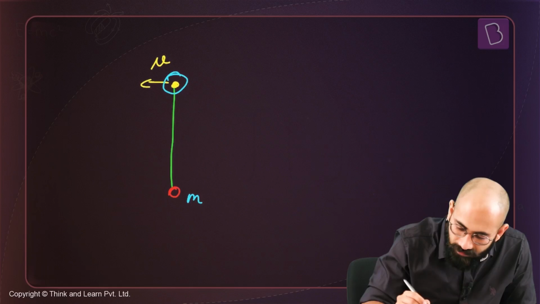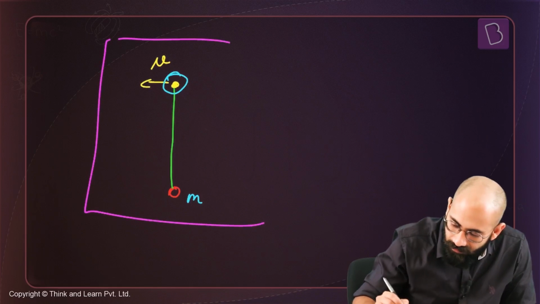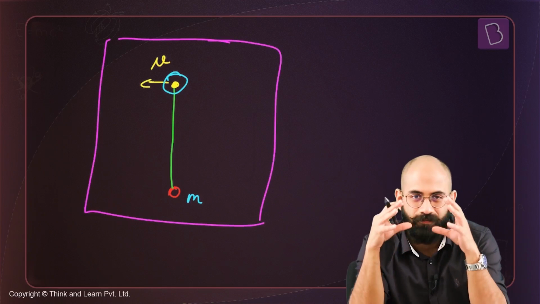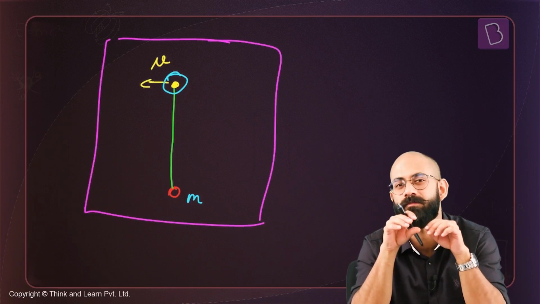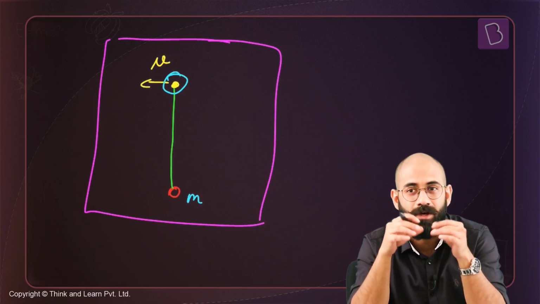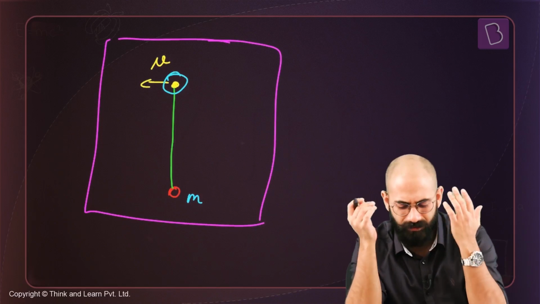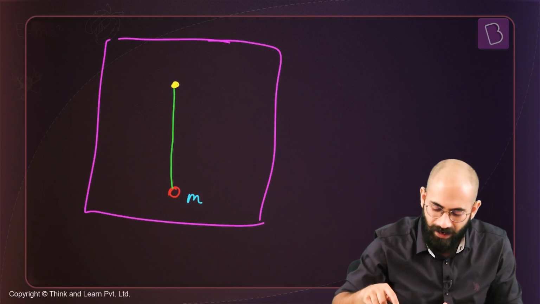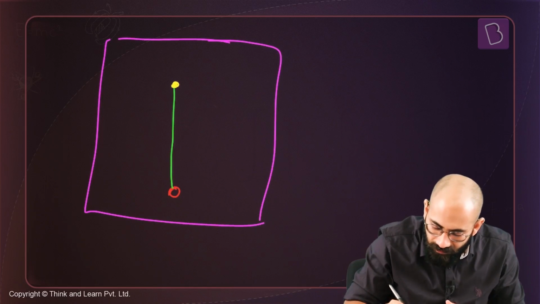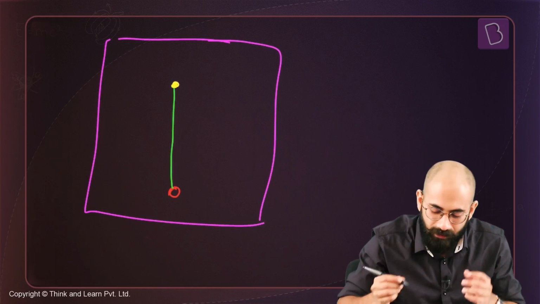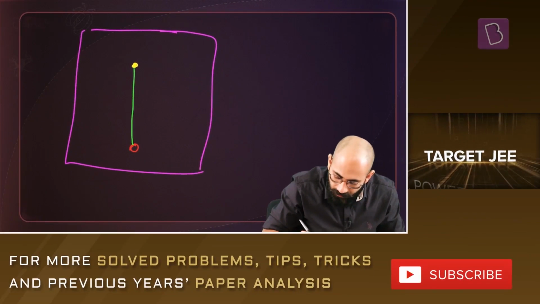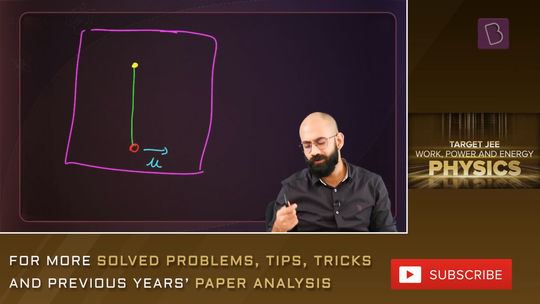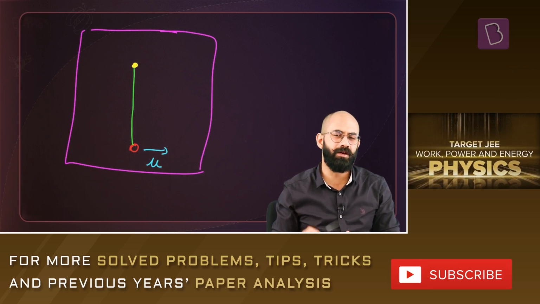So let's say someone pulls it, and I have a frame like this that's moving along with that point of suspension. Now, in that frame, if you had a camera or if you're sitting in that frame, what would you see? If you look at it from that point of view, it becomes a lot easier, because of relative velocity, it's as good as giving an initial speed of u to this small body, to this ball.